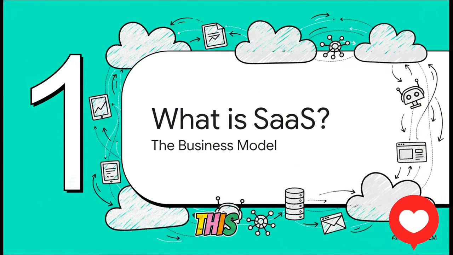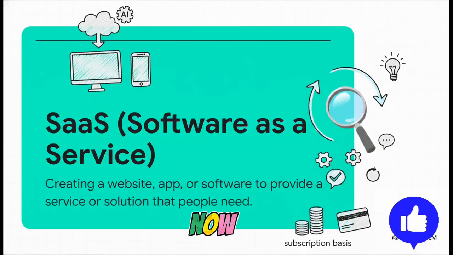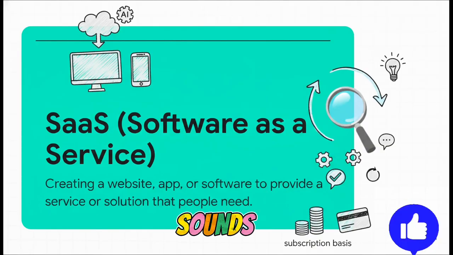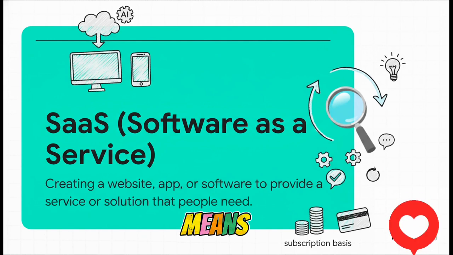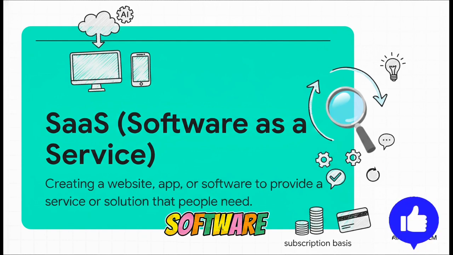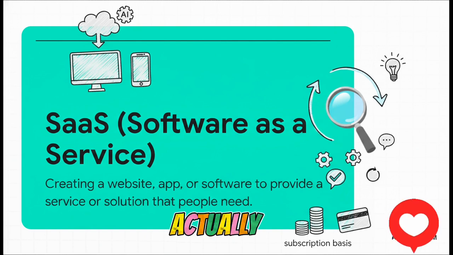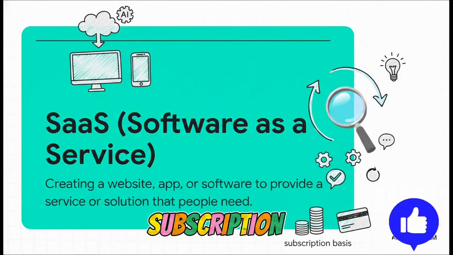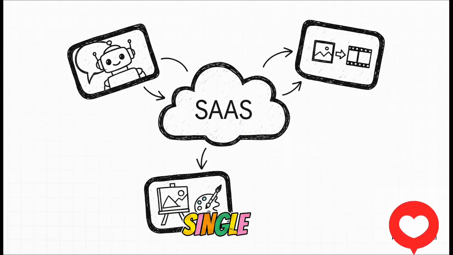And right at the heart of this whole revolution is a little something called SaaS. Now, SaaS, it sounds kind of fancy, but it's actually a really simple idea. All it means is creating a piece of software, like a website or an app that provides a service people actually need. It solves a problem for them, and they usually pay for it with a subscription. And believe me, you're already using SaaS products every single day.